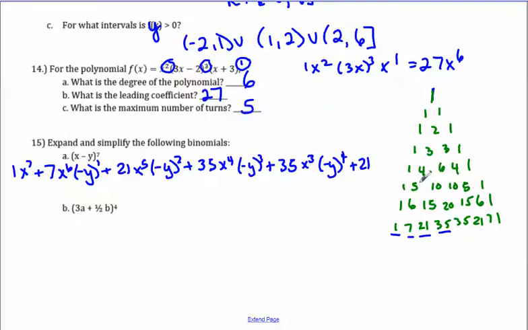I think I'm going to erase this, but before I do, I'm going to copy the row that I'm going to need for this one here. I need 1, 4, 6, 4, 1. So I'm going to use that row down here. All right, so back over here, I used 35 and 21, so my last numbers are going to be 7 and 1. So let's just remember that. I need 7 and 1 still.